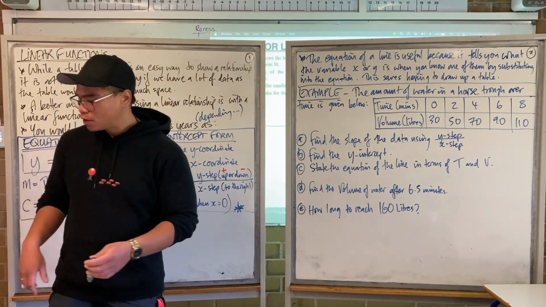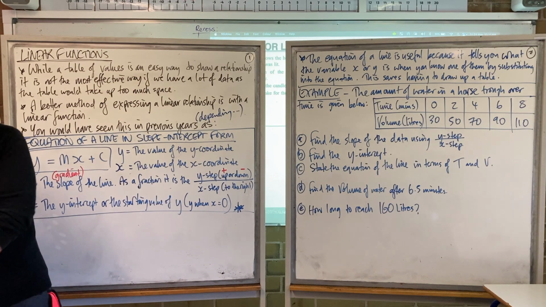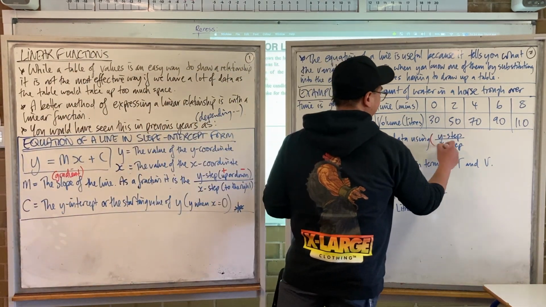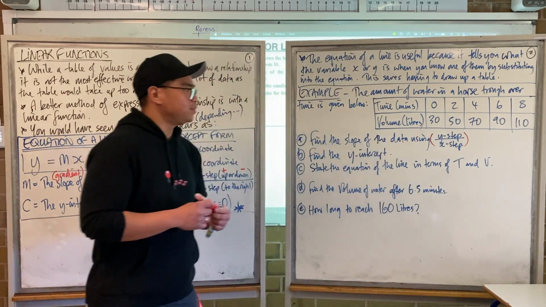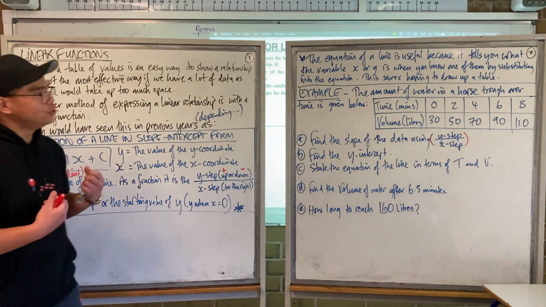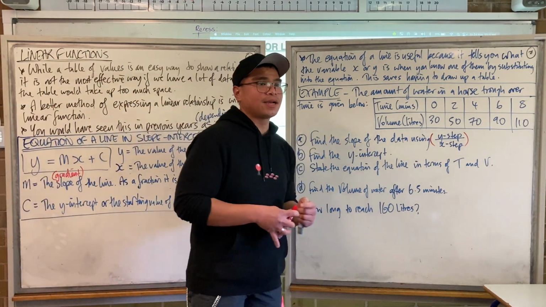Good. So, what I'd like you to do here is find me the slope or the gradient of the data using my explanation of y step over x step. You need to do some thinking though, based on what we did yesterday. Do we know straight away which one of these is x and which one is y?